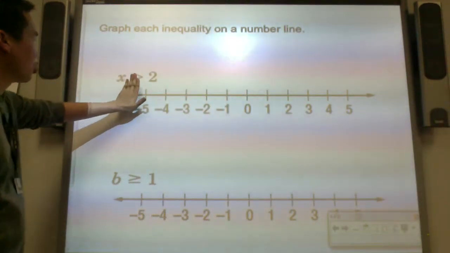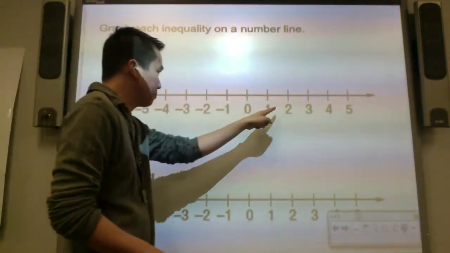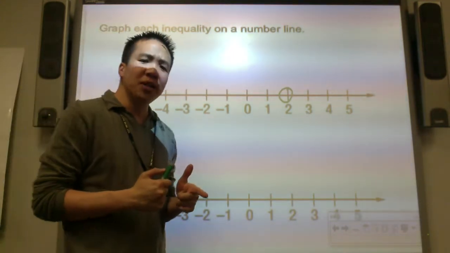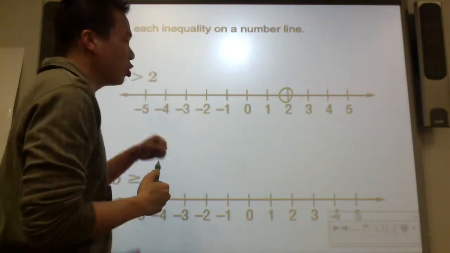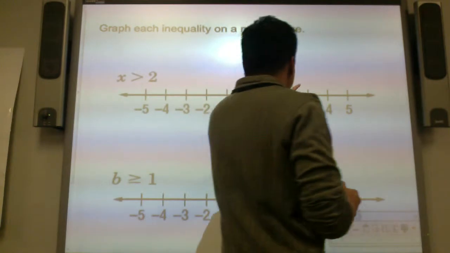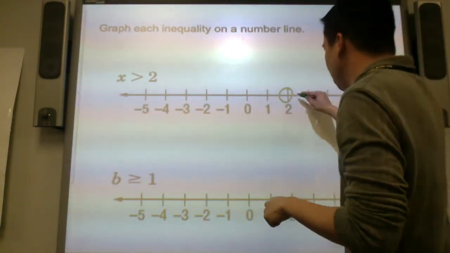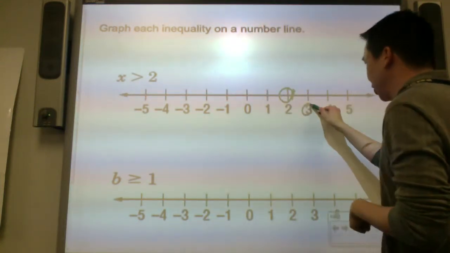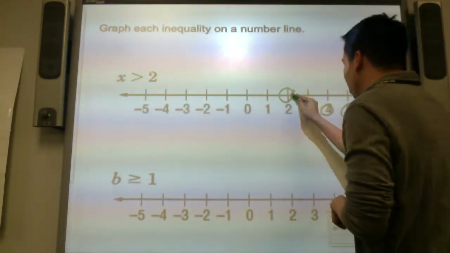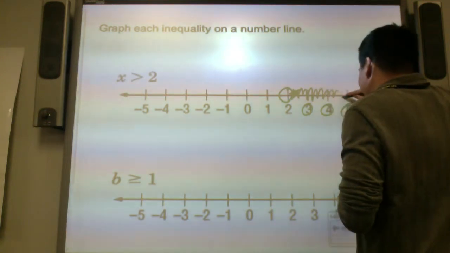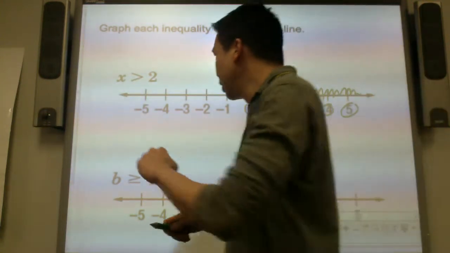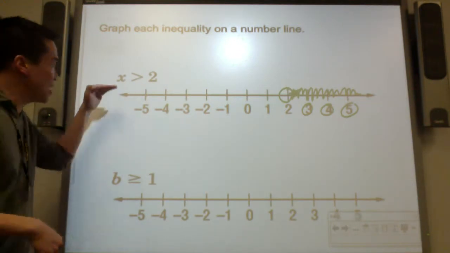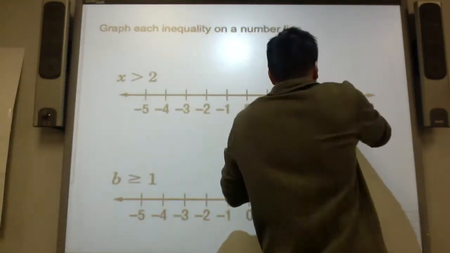A number is greater than 2. So find 2. I draw a circle. Is it going to be an open dot or a closed dot? Am I including 2 here? No, it is an open dot because I'm not including 2. Can you name numbers that are greater than 2? 3 is greater than 2, 4 is greater than 2, 5 is greater. So I'm shading to the right. Hint: look at this arrow. What direction is it facing? It's facing to the right. That's why we shade to the right.